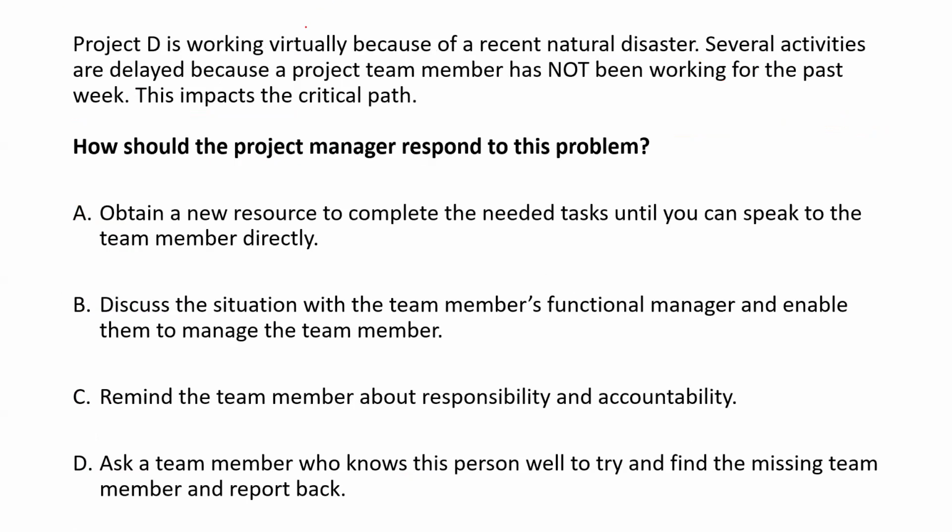Let's check the question. Project D is working virtually because of a recent disaster. Several activities are delayed because a project team member has not been working for the past week, which is impacting the critical path. How will you respond as a project manager? Obtain a new resource to complete the task until you can speak to the team member directly. Discuss the situation with the team member's functional manager. Remind the team member about the responsibility. Ask a team member who knows this person well to try and find the missing team member and report back. And I think it's quite a logical answer also.